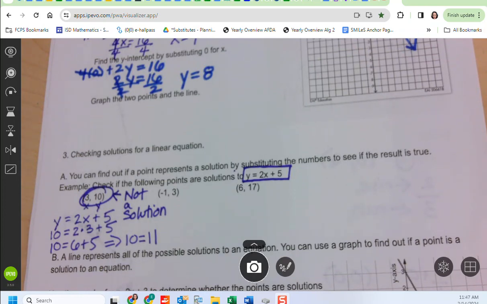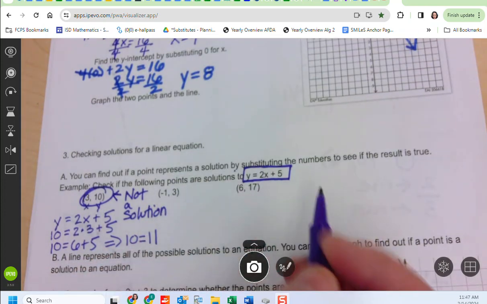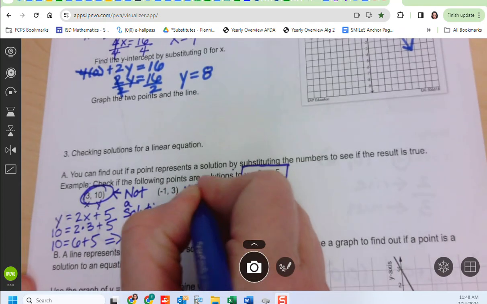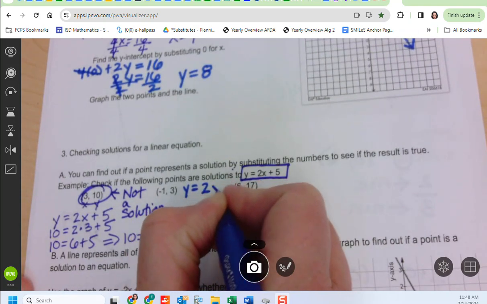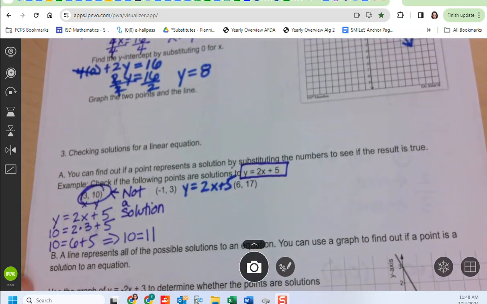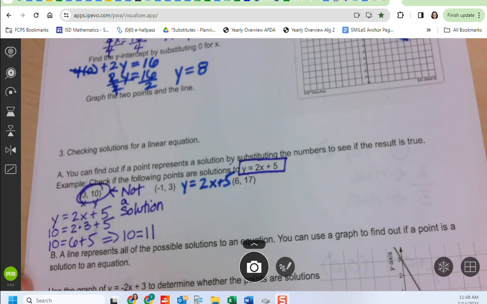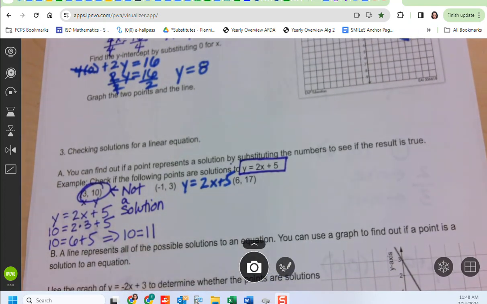So you can check if a point is a solution by substituting it in to see if it's true. Okay? You guys are packing up, but we still have 3 quality minutes of work time here for us. So, I want you guys to try this one. Same equation, still y equals 2x plus 5. What number are you going to put for the y? Is it the -1 or the 3 that goes for the y? It is the 3. So put 3 for the y, put -1 for the x. See if it's true. If it's true, then it's a solution. If it's not true, then it's not a solution. Go ahead and try it.